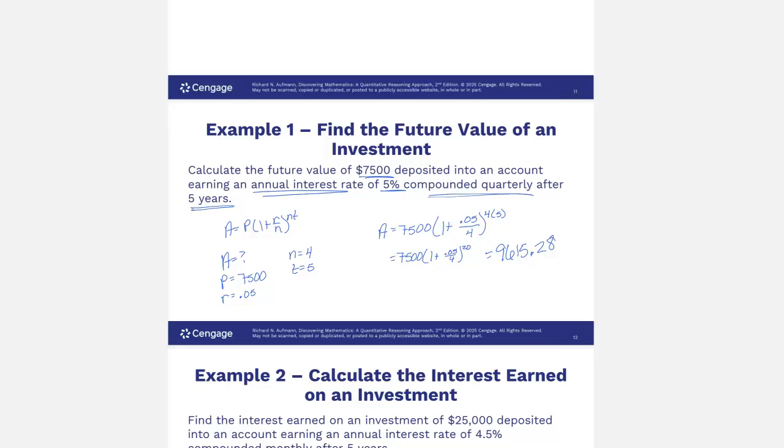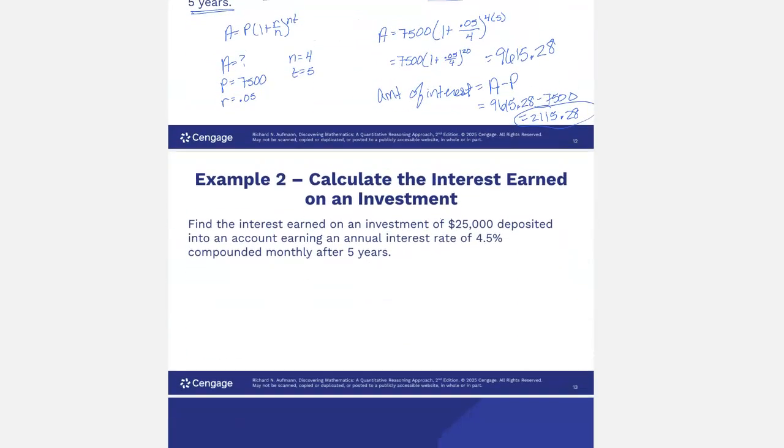Now let's say we want to know how much interest was actually earned on this. The amount of interest would be equal to the future amount, so that's our A, minus how much we initially invested. So we would take 9615.28 and subtract 7,500. So 9615.28 minus 7,500 is 2115.28. So that's how much interest was earned in that 5 years by just investing this money and then not touching it. That's what that means.